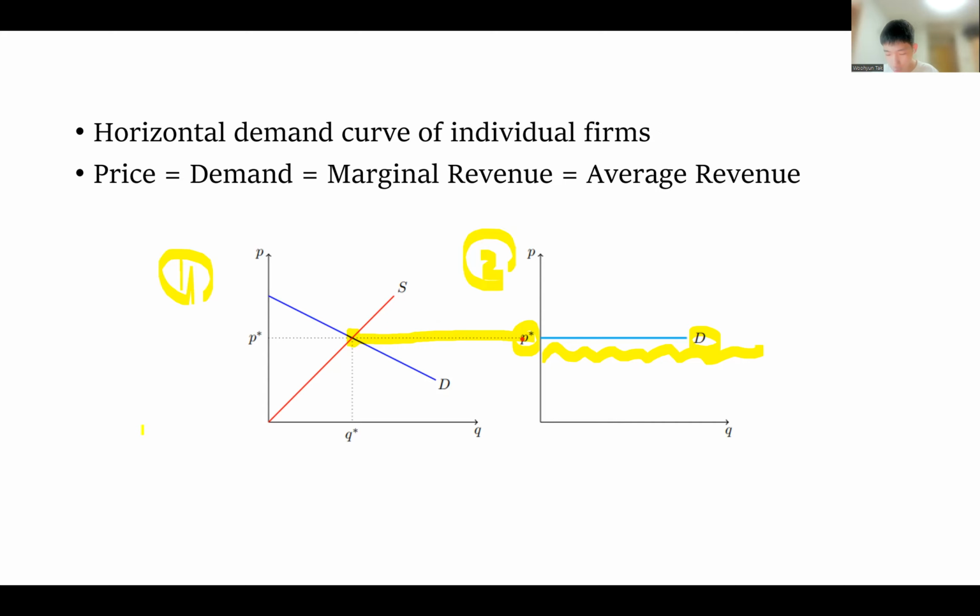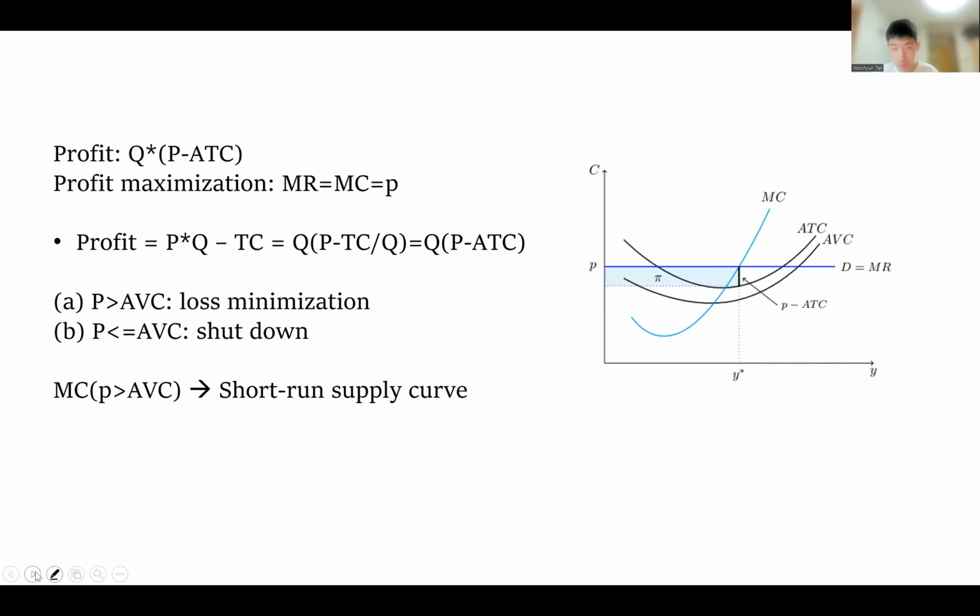The cost to produce one more unit is the same as the price, so price equals demand and marginal revenue, and this is the same as average revenue in a perfectly competitive market. These were crucial characteristics, and profit can be calculated by quantity multiplied by price minus ATC.